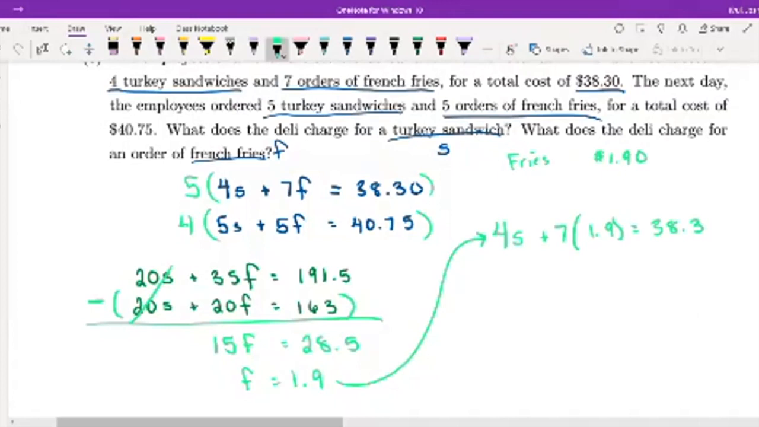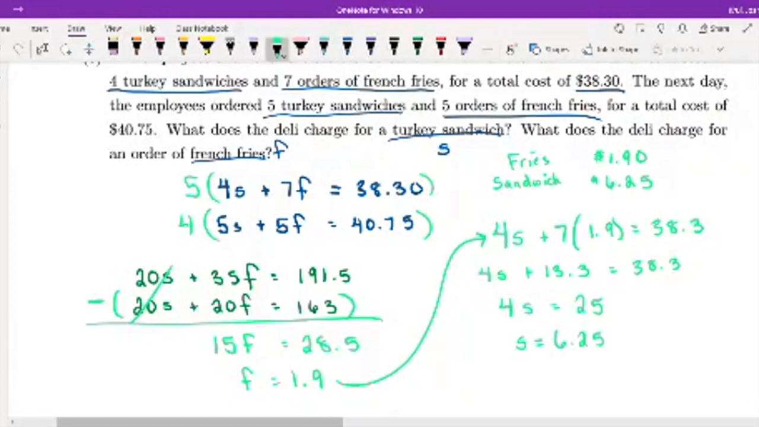So multiply that by the 7. We get 4S is 13.3. Subtract 13.3. We get 25. So 4S, oh, I put too many equal signs. 25. Divide both sides by 4. And we get that the sandwich costs $6.25. So the sandwich is $6.25.